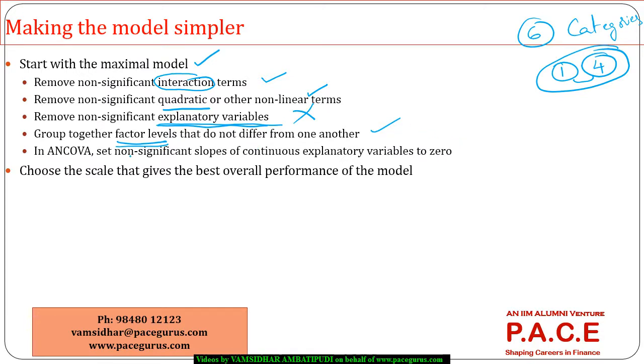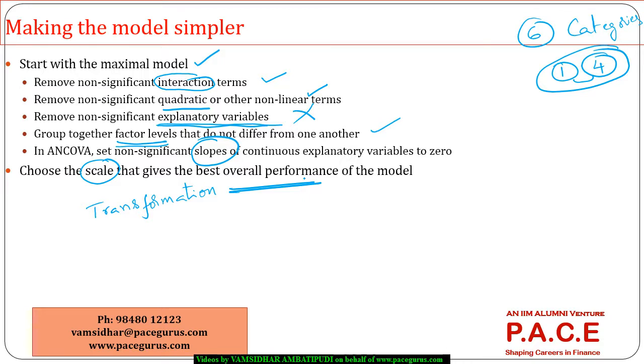And even in the case of ANCOVA, this we will be dealing with specifically in ANCOVA, if the slopes are not significant for various continuous explanatory variables, if they are not different from 0, you can very well set them equal to 0. So with all these things, you can very well simplify the model and make it more and more minimal adequate. And in some cases, even some kind of transformations of the data, some kind of calculations on the data, will give me the best overall performance of the model. So I may have to do those things also wherever necessary, right?